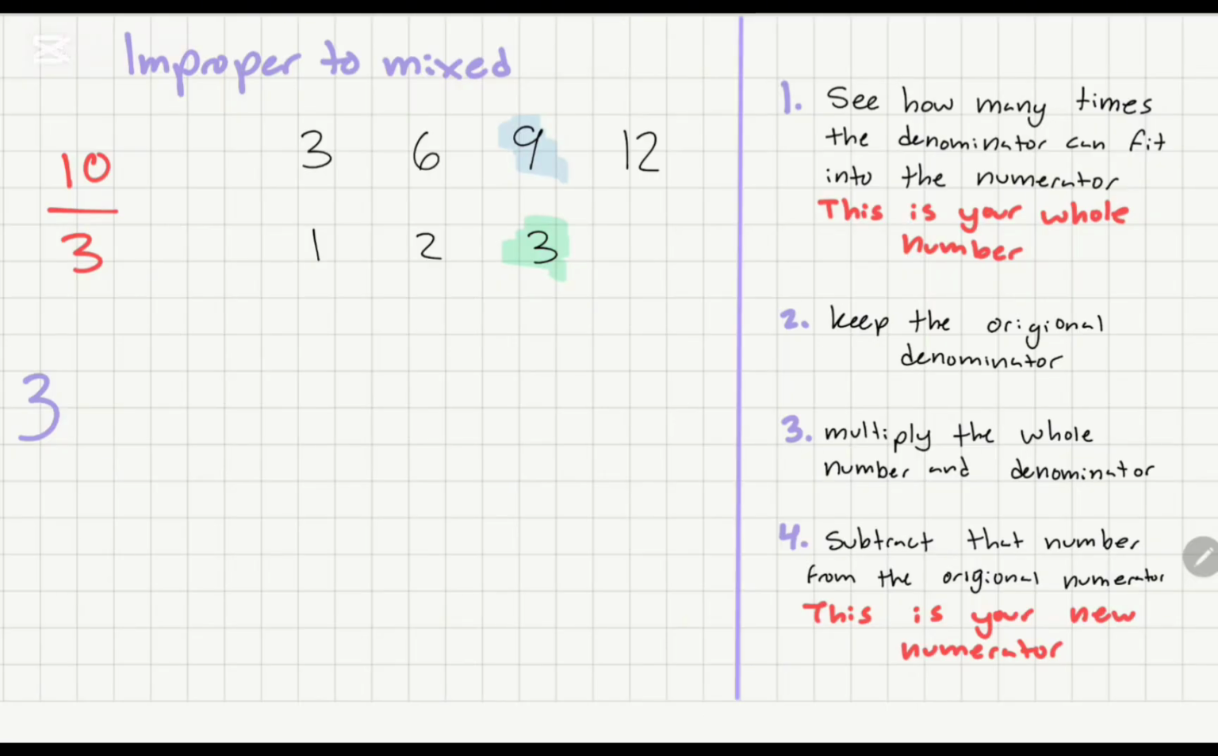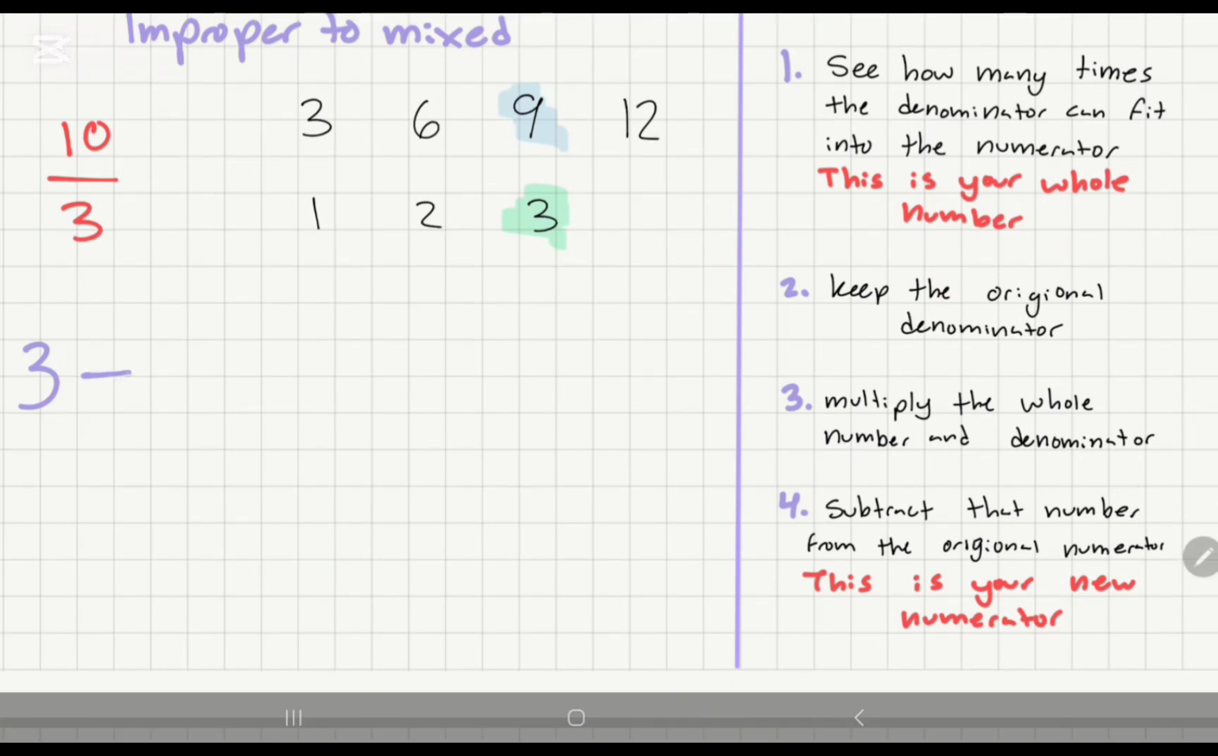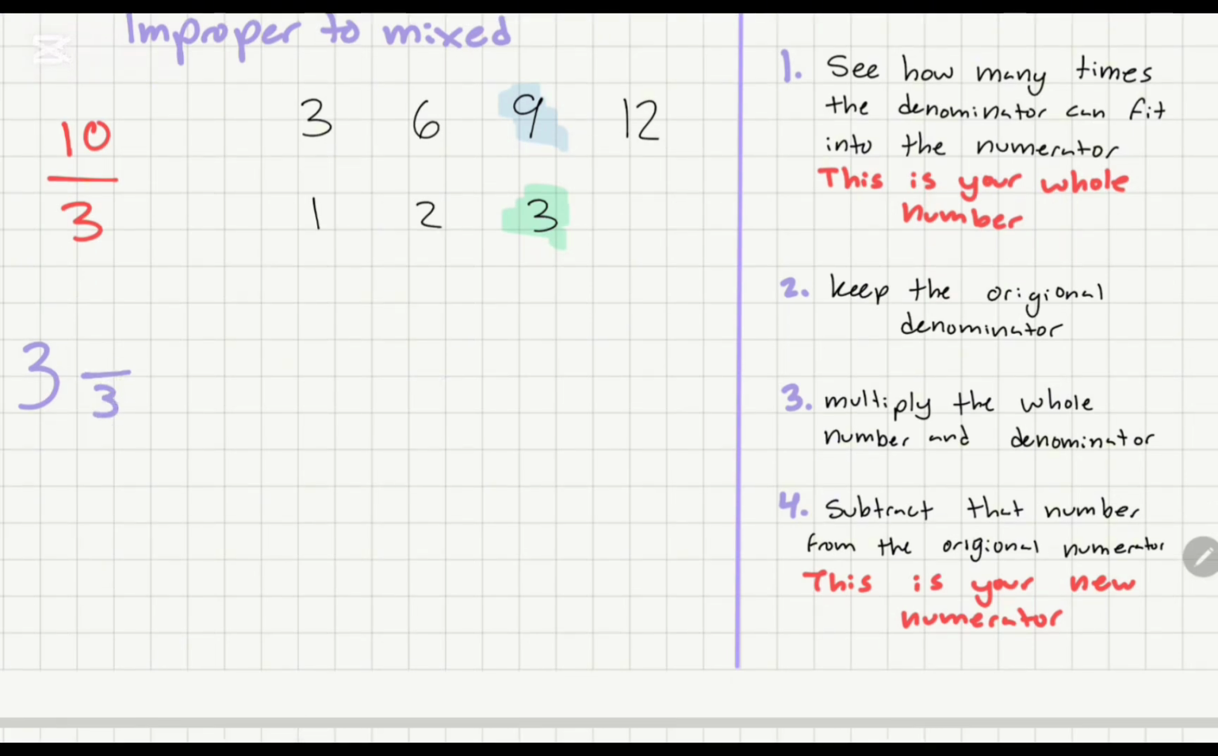Step 2 is to keep the original denominator. What do you think the original denominator is? That is 3. Okay? Step 3 says to multiply the whole number and the denominator. Our whole number is 3, and I'm going to multiply that by our denominator, which is also 3. What is 3 times 3?